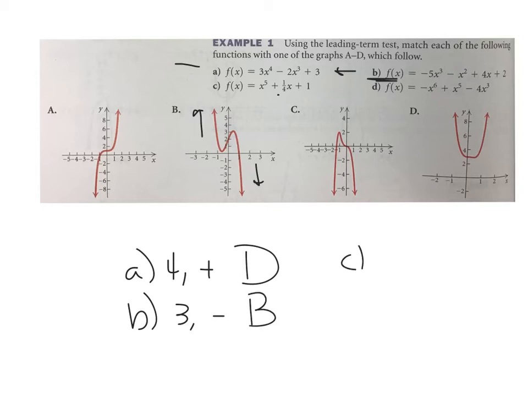C, if I'm looking at C here, it's x to the 5th, which means it's odd, and it's positive. Odd positive is going to go down left, up right, so that's this one, that's A. And then D is an even, it's 6, which is even, and it's negative, which means both ends are going down, which is C.